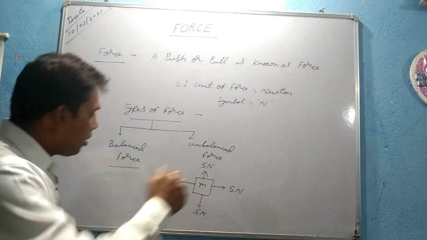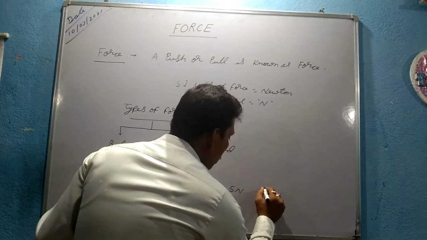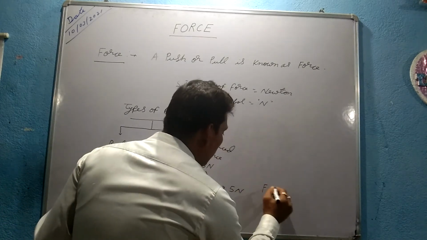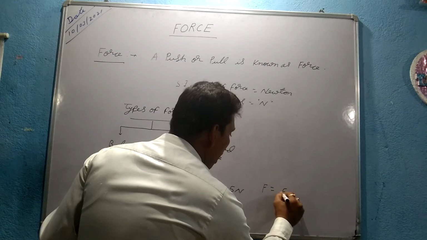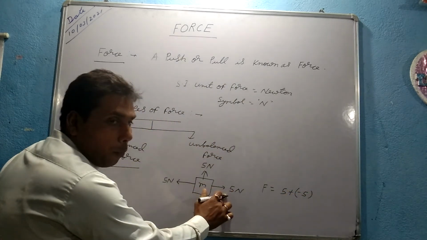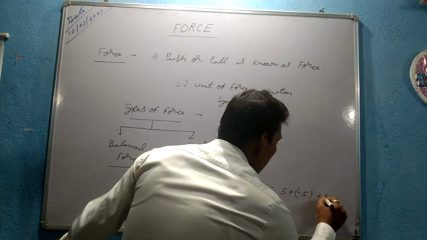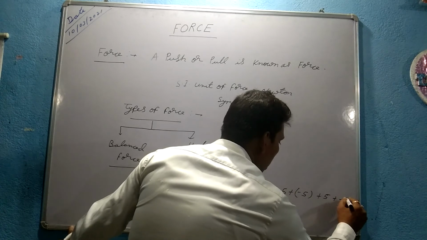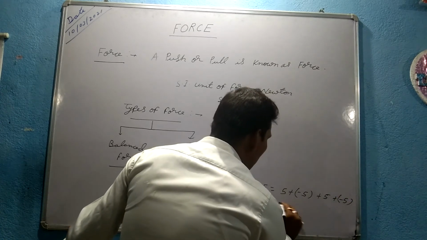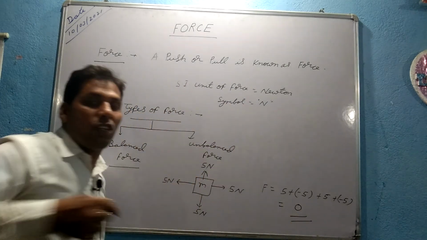Okay. See here, this one is cancelled by this, that is total force act on this body is equal to 5 plus minus 5. Why? Because direction is opposite. Again this one is taken as positive. 5 plus minus 5. Then finally total force is equal to 0. So this is balance force.